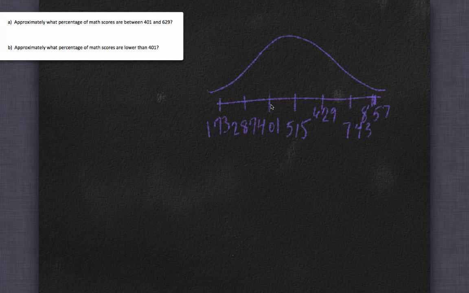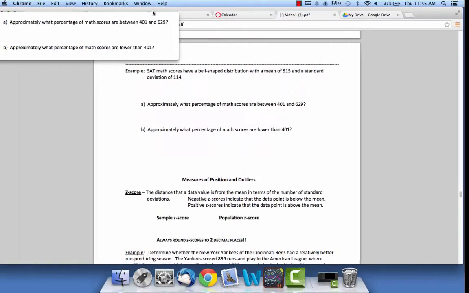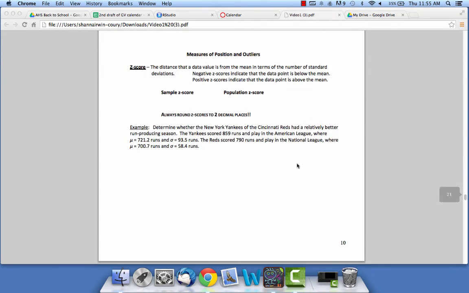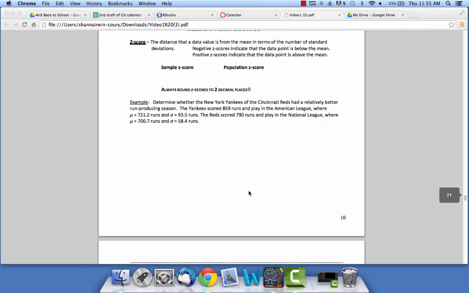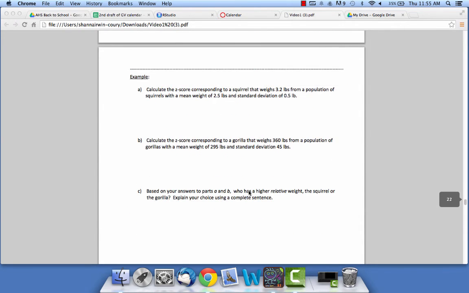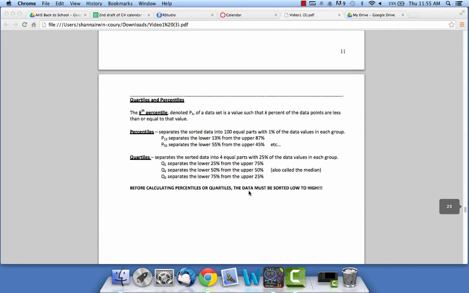Okay, so between 401 and 629, that's just 1 and 1. That's 68%. And then lower than 401, well, this is 68. So these two together make 32. So this one's 16. So the key is it always adds up to 100. I'm going to temporarily skip the z-score part, and we'll come back to it later because this is on reading quiz 2.